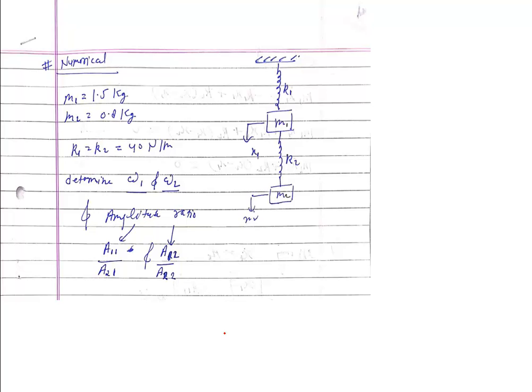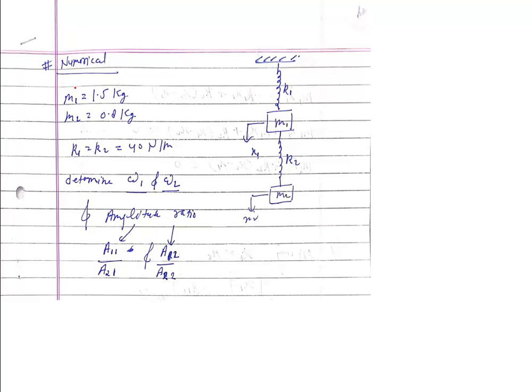So now we are going to solve a numerical problem on this. Here we can see k1 and k2, and the mass is connected with these two springs. m1 is connected with k1 and k2, but m2 is connected with k2. There is an influence: the disturbance of m2 is influenced by the disturbance of m1. So this is a two degree of freedom system.